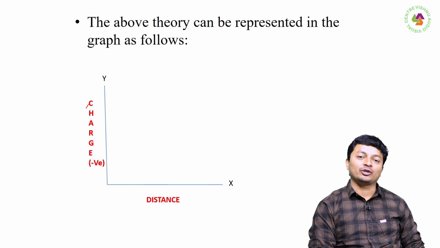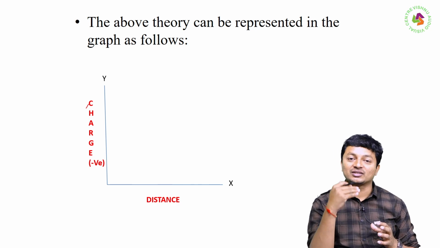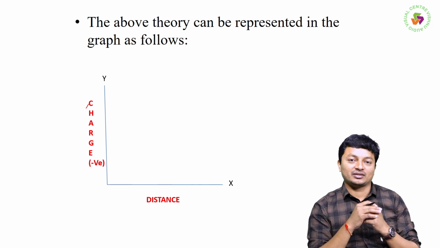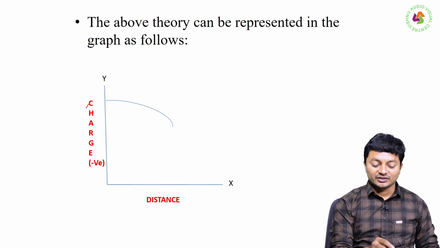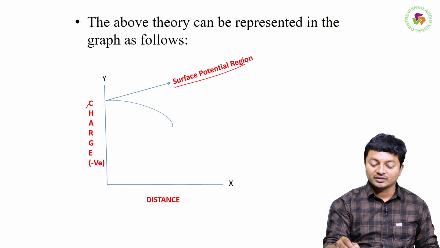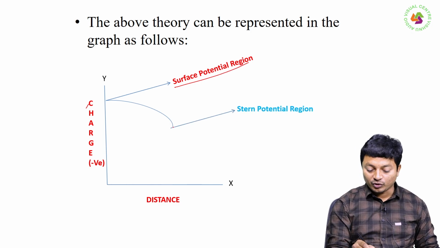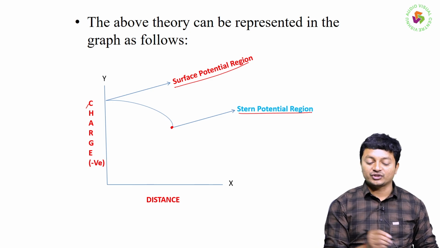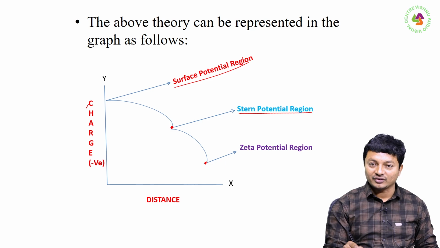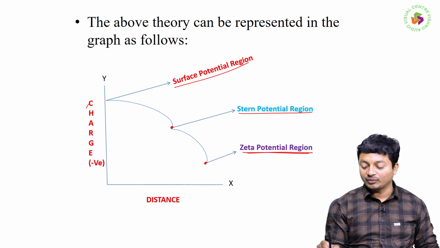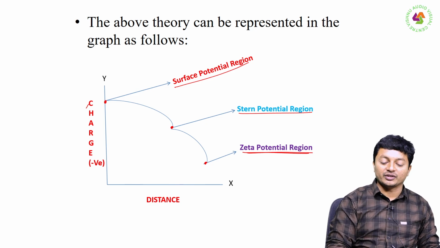On the x axis, we take the distance. So now we need to compare what happens to the charge as the distance increases. Charge means positively charged or negatively charged. Initially, we get this curve, which is known as the surface potential region, and this point is known as the Stern potential region. After that, as the distance increases, the zeta potential region will be formed.